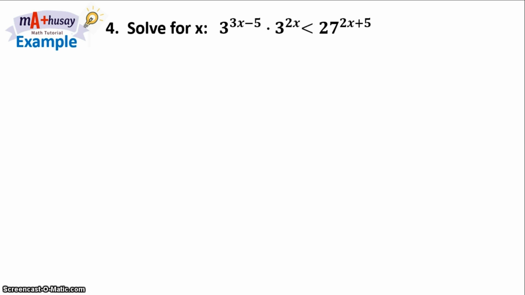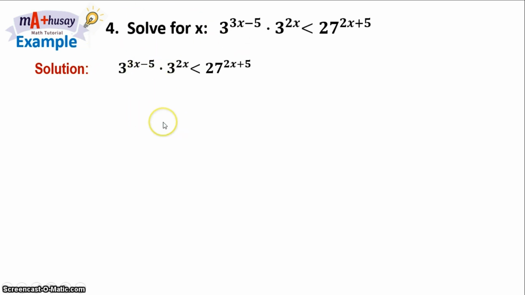Example number 4. Solve for x. 3 raised to 3x minus 5 times 3 raised to 2x less than 27 raised to 2x plus 5. So, ang gagawin natin una is that we have to combine the expression na nasa left side dahil, di ba, you're just multiplying exponential expression na kung saan pareho yung base. So, ang gagawin natin is that we have to add the exponent.